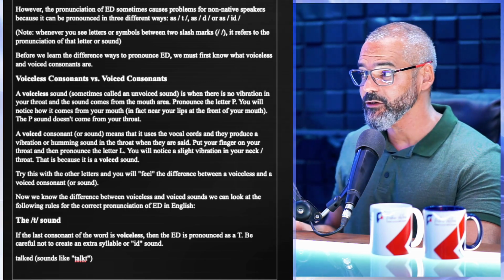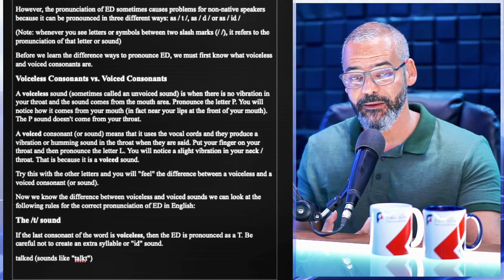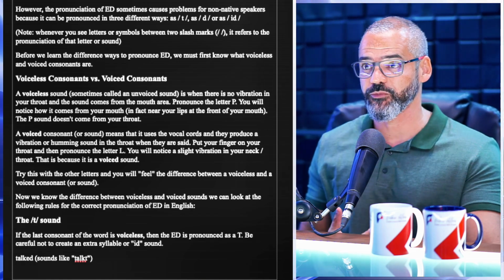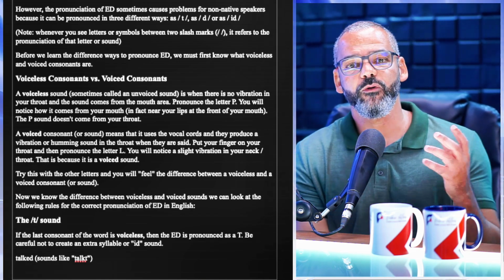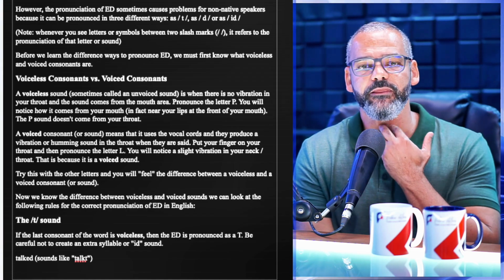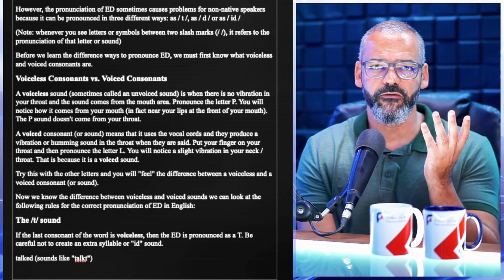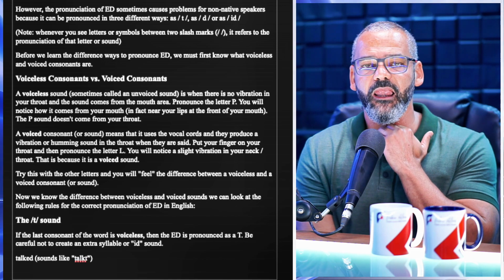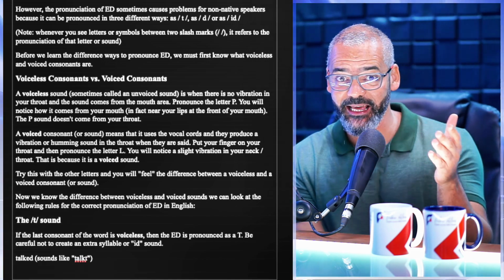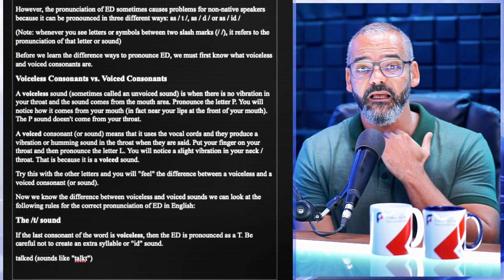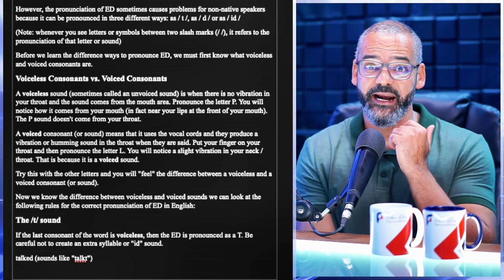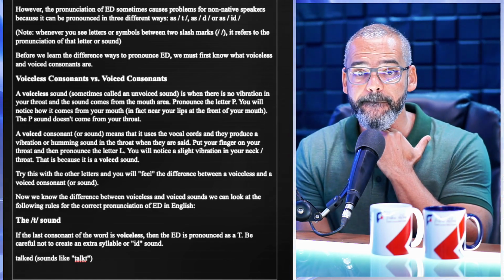On the other hand, when I say voiced, it means that you use your voice to produce the sound. When you use your voice, you naturally vibrate the vocal cords. Example, voiced: the letter L. The letter is L, but the sound is like this. The letter M. The letter N.